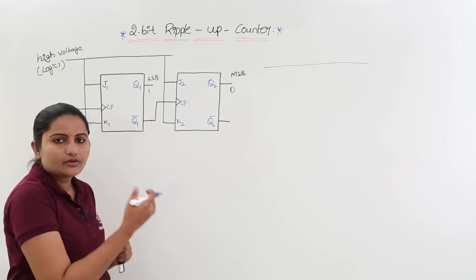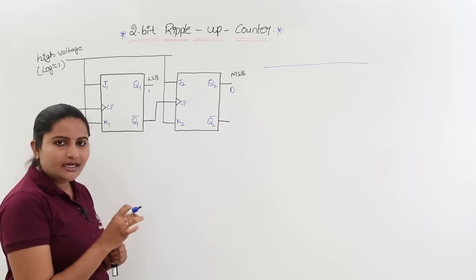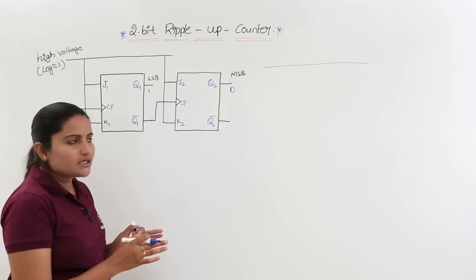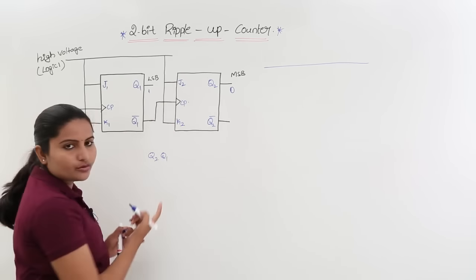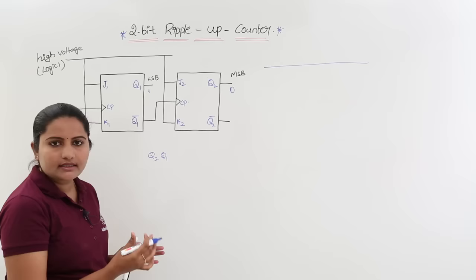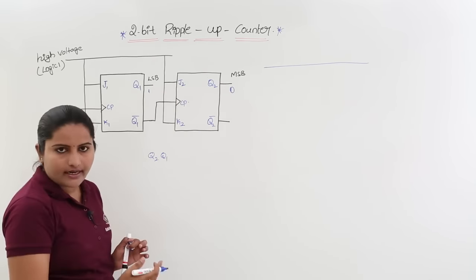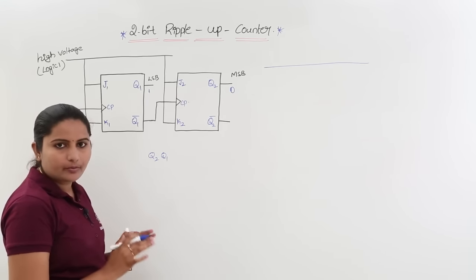As I already told you in the last class, the state of a flip-flop is nothing but the present count of the flip-flop. Count is nothing but Q2, Q1 here. Don't take Q1, Q2. Q2, Q1 like that you need to take. MSB you need to take on the leftmost side, and LSB you need to take on the rightmost side, as the flip-flop outputs.